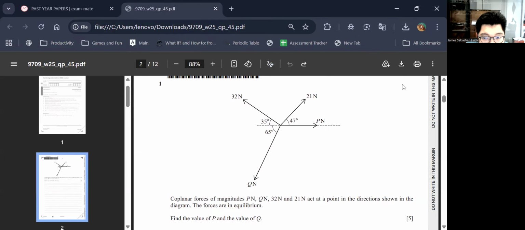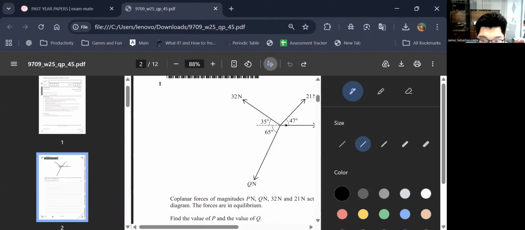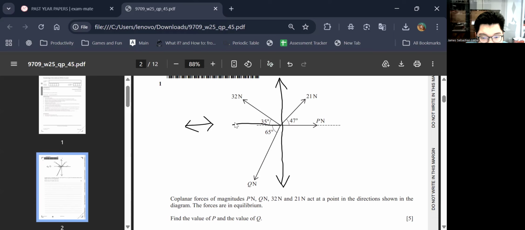So here we want to resolve all the forces horizontally and vertically, based on the line of action on the point where they act, to find the magnitudes of P and Q.